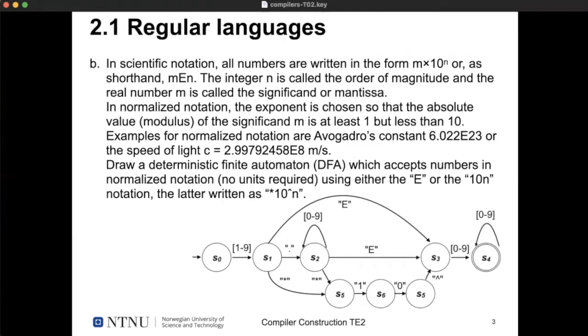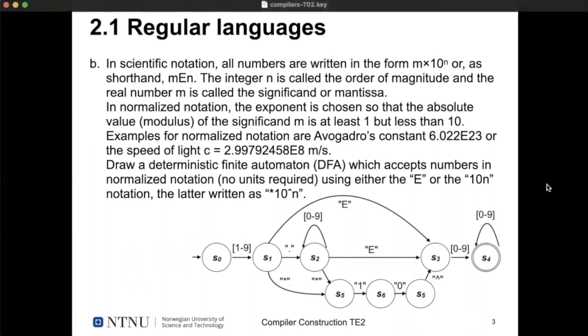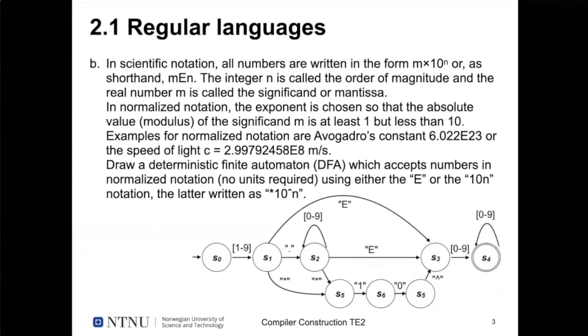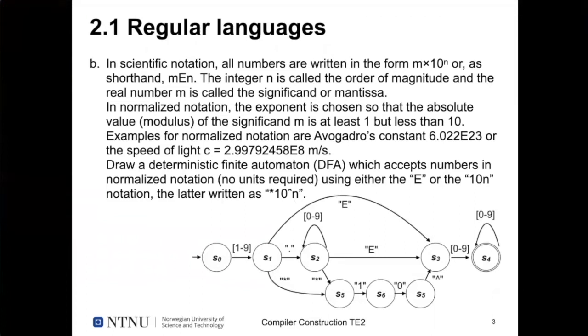And here the question was to draw a deterministic finite automaton that accepts numbers in normalized notation without any units, using either the E or the 10 to the power of n notation here. So the power of n, the superscript, is missing here. And since we are unable to just formulate this n as superscript, we would write the power of n with this accent circumflex symbol here. So essentially to be able to write it on a normal keyboard.